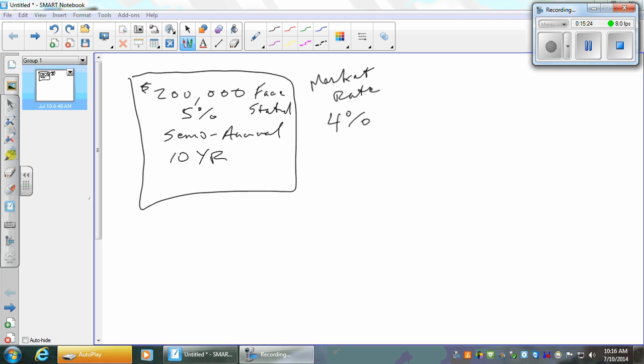Figure out how much interest changes hands. How many times? That's basically stated rate, face amount. And discount it. How much are you going to discount it at? 4%? Nah, that's semi-annual. So what discount rate? 2%. Absolutely. Not 10 periods. They pay interest semi-annually. How many semi-annual periods for 10 years? 20. Right? 20 periods, 2% discount.